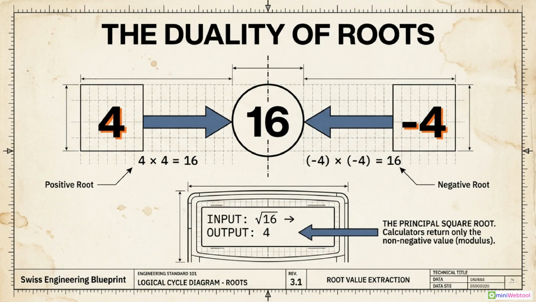There is a duality of roots. Both positive 4 and negative 4, when squared, result in 16. However, calculators return only the principal square root, which is the non-negative value, or modulus.